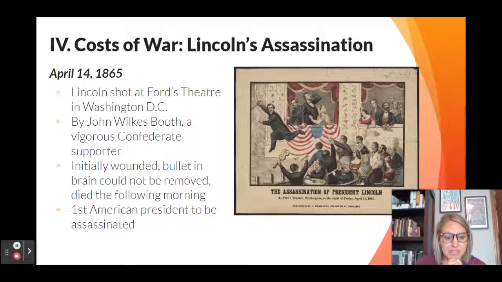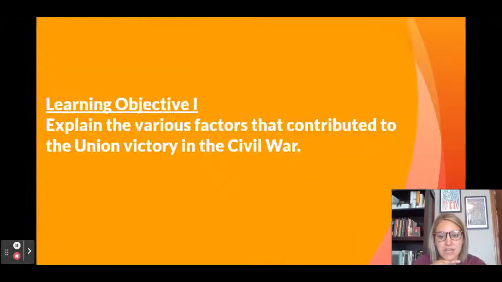When we think about what happens in Reconstruction, you can't help thinking about how would it have been different if Lincoln had remained in office. So I hope that this lesson helped you to understand this objective, explain the various factors that contributed to the Union victory in the Civil War.